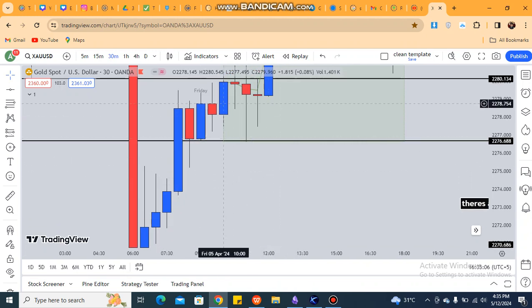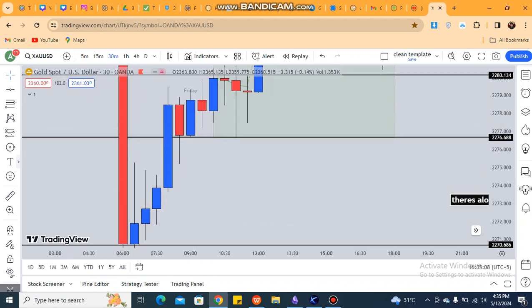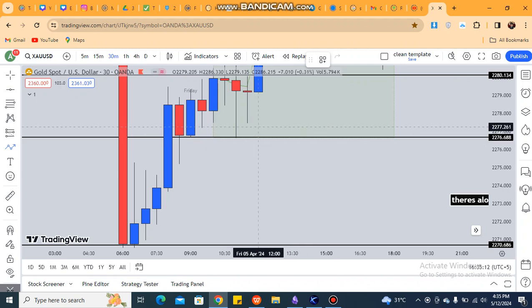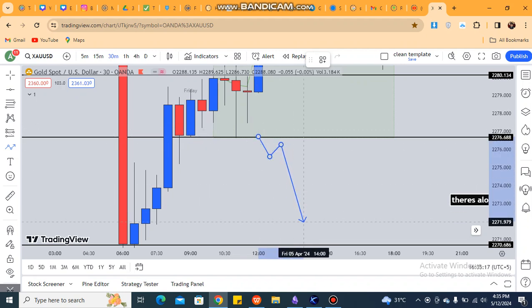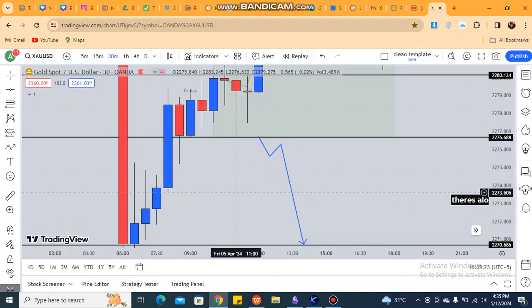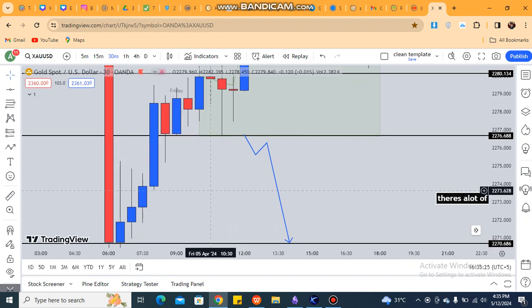For example, if price decides to come back down, let's say it breaks the low and comes back, now it has a clean move down. It can move down cleanly without any rejection, without any resistance, without anything. It has a clean range.